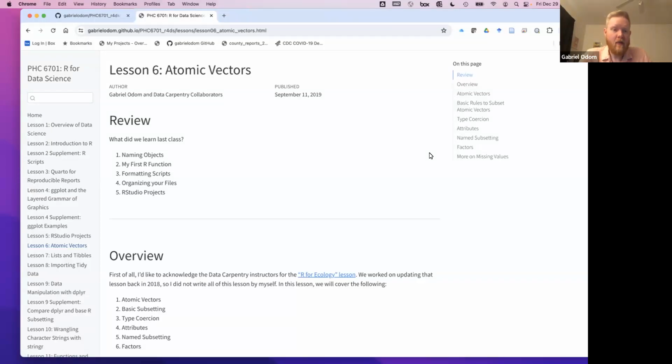So last time we covered naming objects and really the idea of organizing our projects in RStudio similar to the way that we would think about writing an essay in an English class or in a language and rhetoric class. And that goes from decomposing the components of the code.